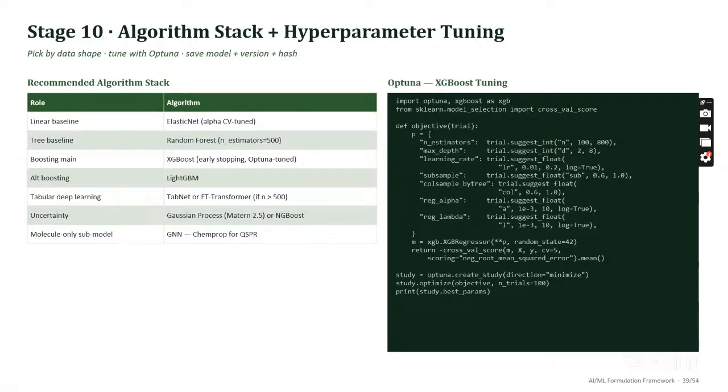Here, in algorithms, the recommended stack is picked by the data shape. The data shape is how many rows there are, how many columns there are, and what the descriptive statistics are: mean, median, mode. What is my data set like, whether my data set is in a bell shape or a U curve or not.